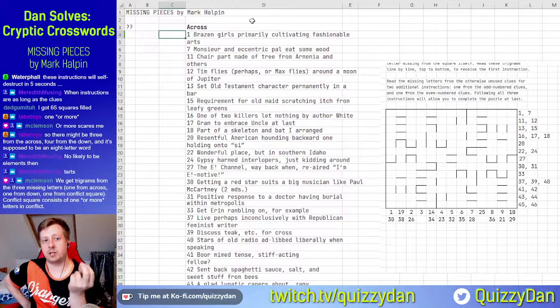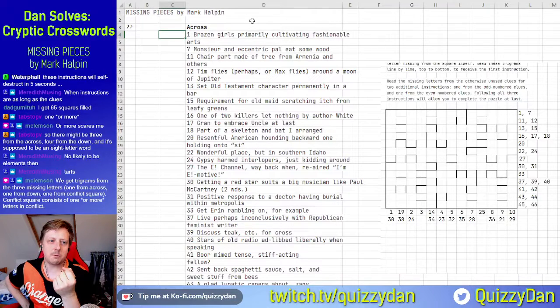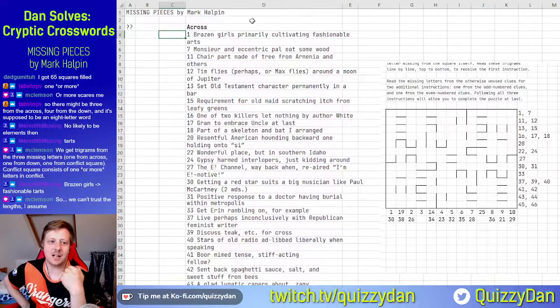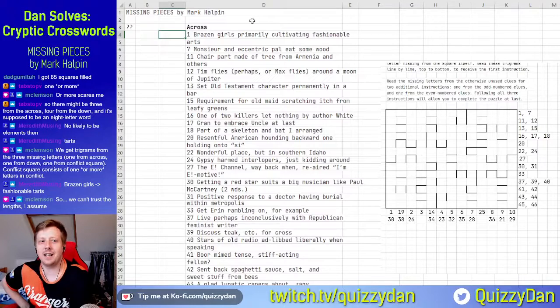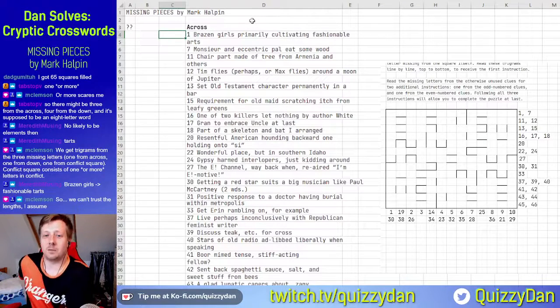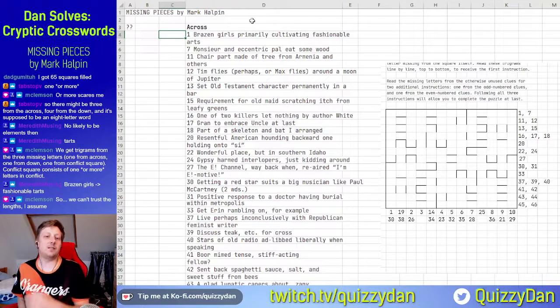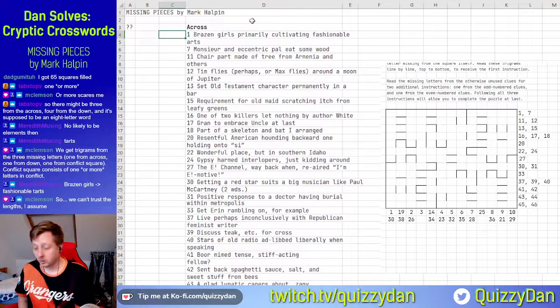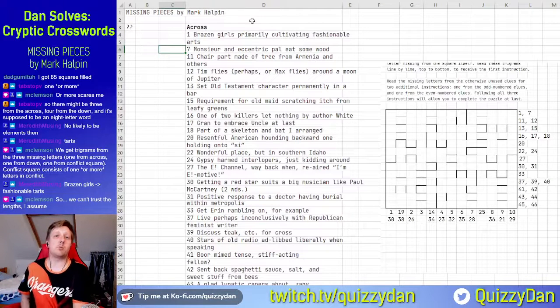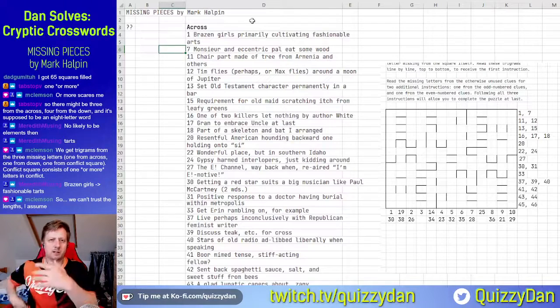We get trigrams from the 3 missing letters. Conflict squares consist of one or more letters in the conflict. I don't know. We're not given any lengths, so we're just going to be stumbling in the dark. I'm not spotting what's going on with 1 across yet. There is a letter missing: parts or carts or tarts. So there's a few options. So I'm going to move on to 7 and hopefully something will click with one of these clues and then we'll be able to start to make a bit more progress.